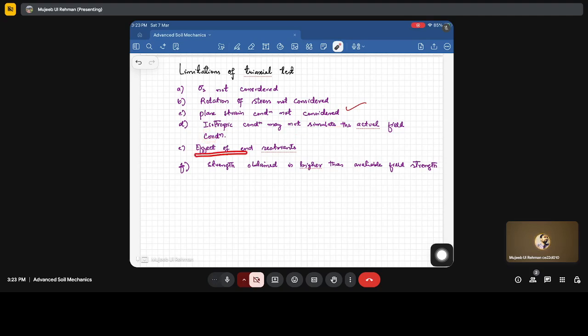Effect of end constraints. In the first lecture, about the shear strength, when we talked about the conventional triaxial, we said there is an upper loading plate and a lower loading plate. When we are loading the sample, it's not necessary that the loading will be uniform. So the end restraints are there, which also affect the results. So they are also one of the limitations of the triaxial test. And the last one is that the strength obtained from the conventional triaxial test is higher than the field strength. Fine, so these are some limitations.